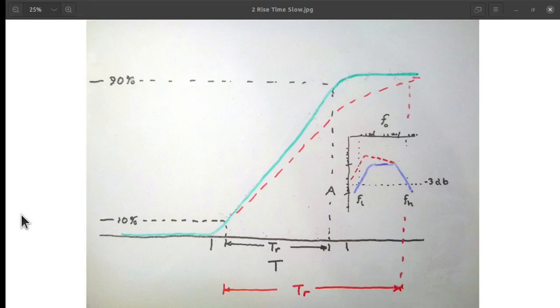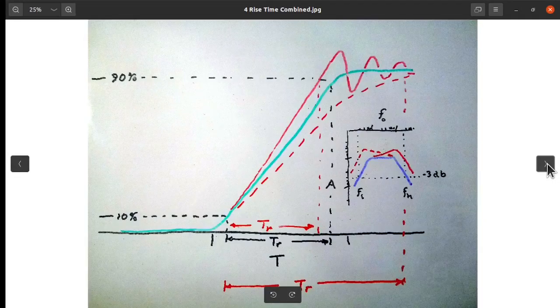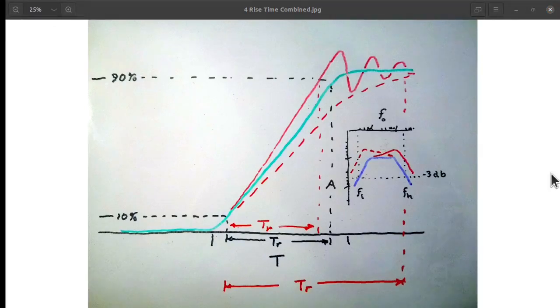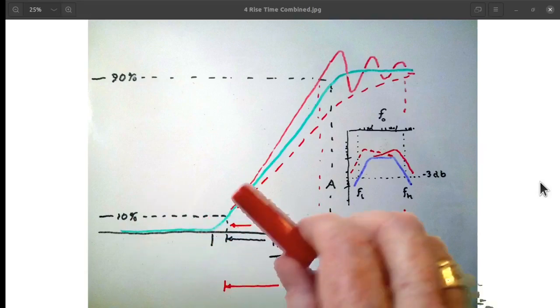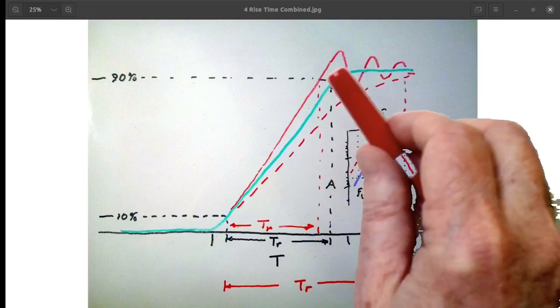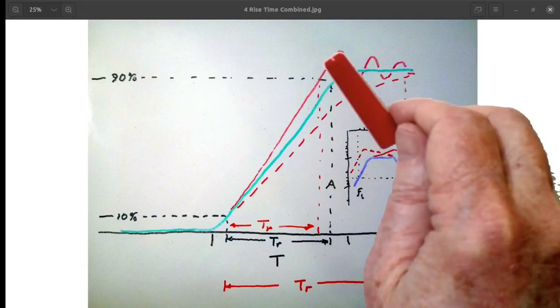And let's see, returning to the slow rise time, the fast rise time, and I'm going to show the combination of both of those so that you can observe for yourself. So this is a composite of the first 3 slides. It's showing the actual signal in relationship to a ringing response.